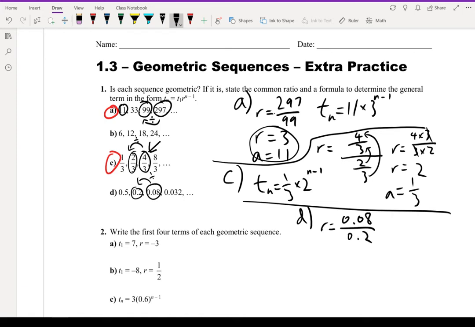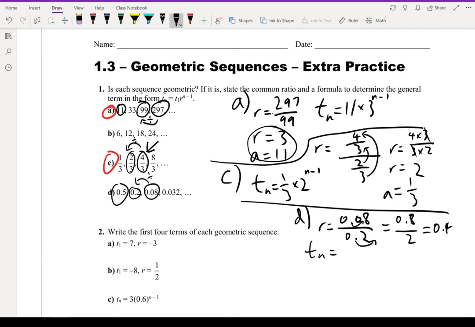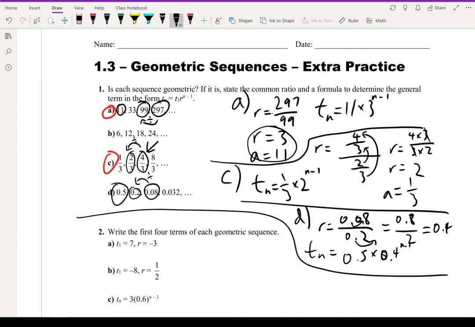If you use a calculator, fine. I don't have a calculator here, so I'll just multiply top and bottom by 10 first. So move that decimal and move that decimal. That's 0.8 over 2, which is 0.4. That common ratio, like I said before, could be a decimal. So that's our r, and our T of n is the first term, which is 0.5, multiplied by 0.4 to the power of n minus 1. So that's the first question.